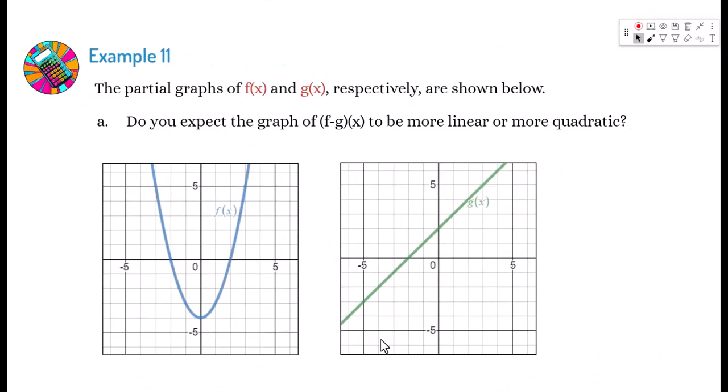Let's move on to some more graphing. In example 11 here, it says the partial graphs of f of x and g of x respectively are shown below. Do you expect the graph of f minus g of x to be more linear or more quadratic? So what we're doing, we're going to subtract away g of x from this one. What do you think is going to happen?